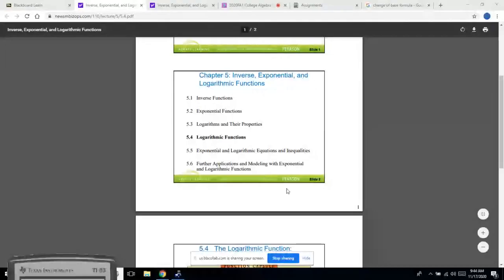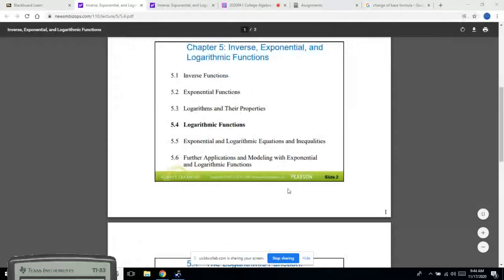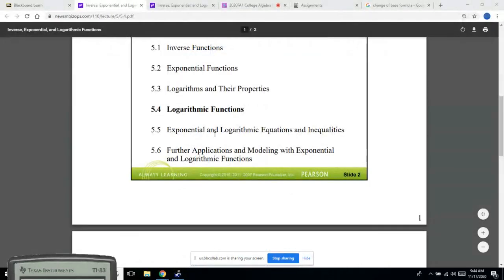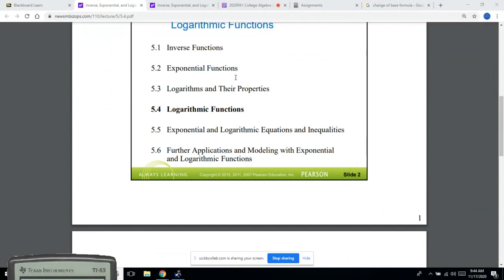Okay, so in this section, we want to take a look at logarithmic functions. In the last section, we had taken a look at logarithms and their properties. We had taken a look at the product rule, which states that you can rewrite a sum as a product and a product as a sum. We took a look at the quotient rule, which allows you to write a quotient as a difference, and we also took a look at the power rule.